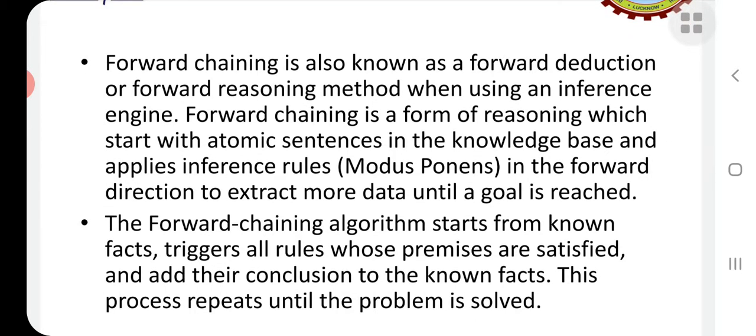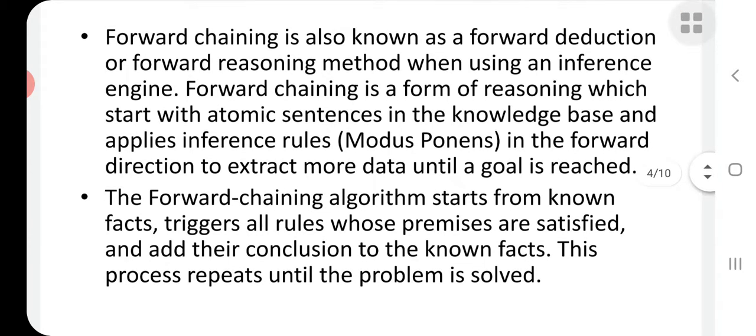Forward chaining is also known as forward deduction or forward reasoning. That means it is also known as a forward reasoning method when using an inference engine. Forward chaining is a form of reasoning which starts with atomic sentences in the knowledge base and applies inference rules.